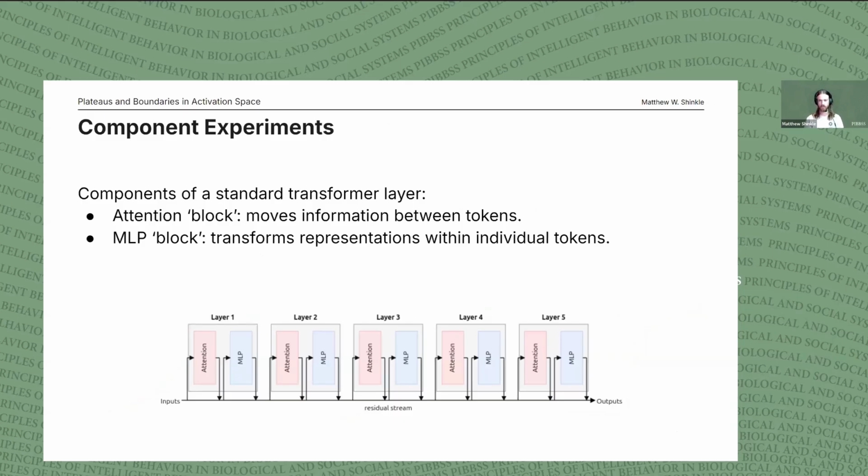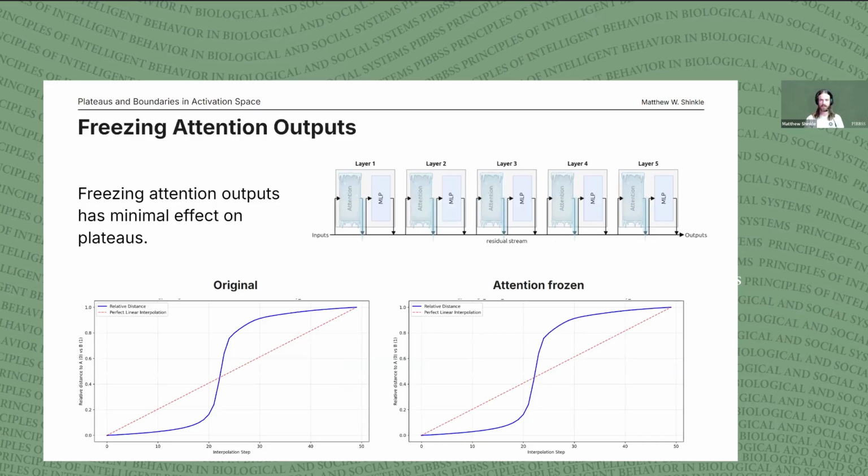But comparing different layers is just one way to break down a model. Another way is to look inside of the layers. So if you're not very familiar with transformer models, each layer can be broken down into two different blocks. These are called the attention block, which moves information primarily between tokens, and the MLP block, which transforms representations within individual tokens. So given these differences in roles between these two components, it's possible that plateaus emerged primarily from one or from the other. To investigate this, I did an experiment where I froze the outputs of all of either the attention blocks or the MLP blocks and performed the main plateau experiment again.